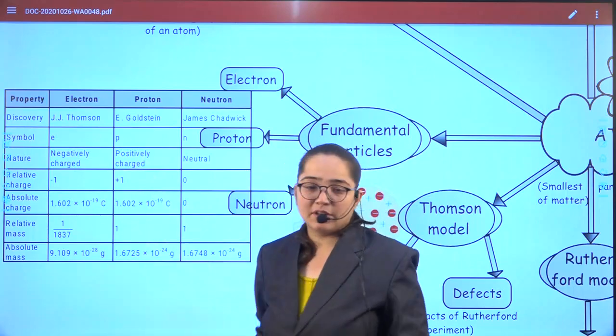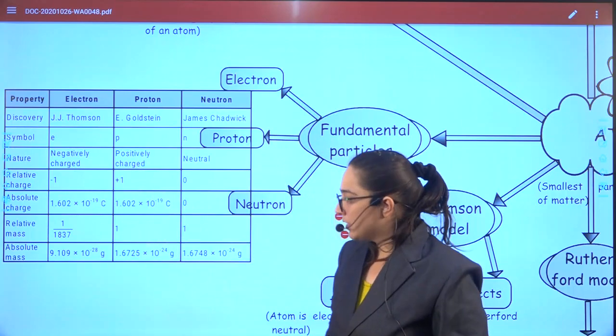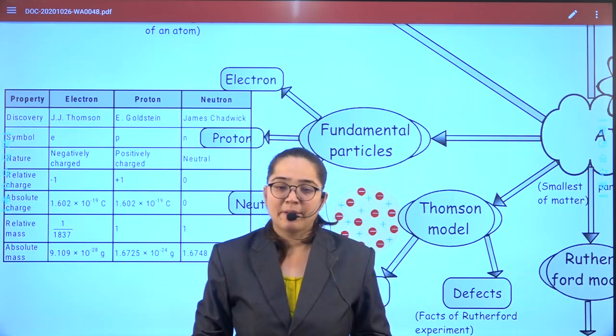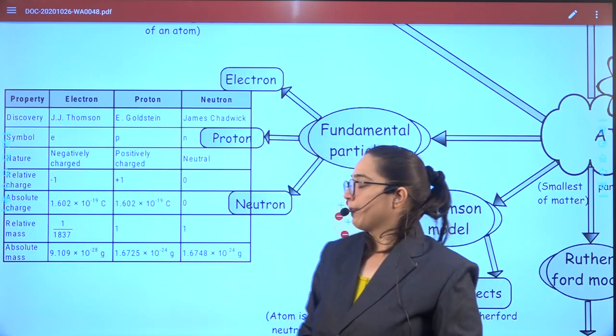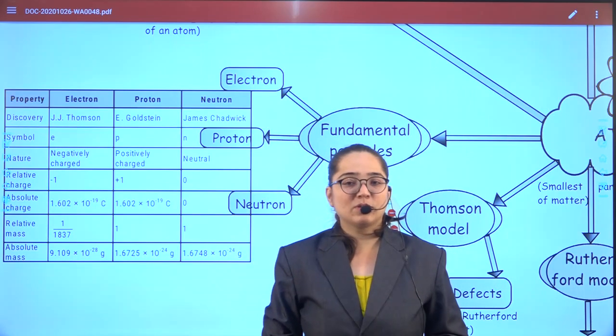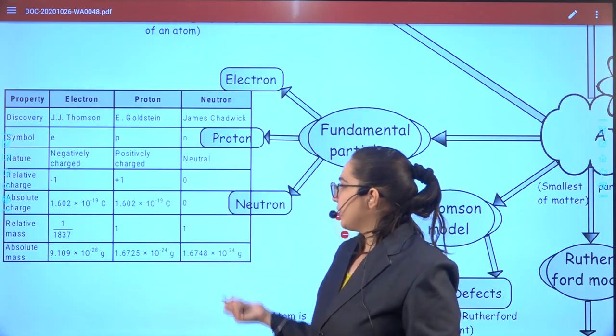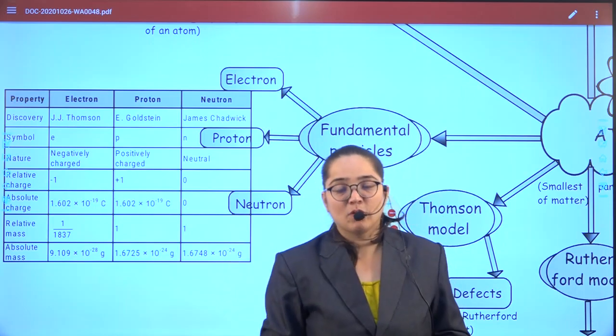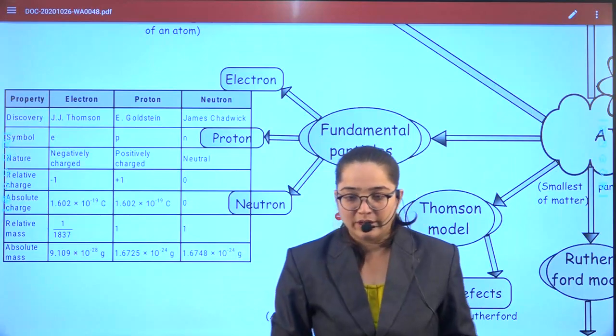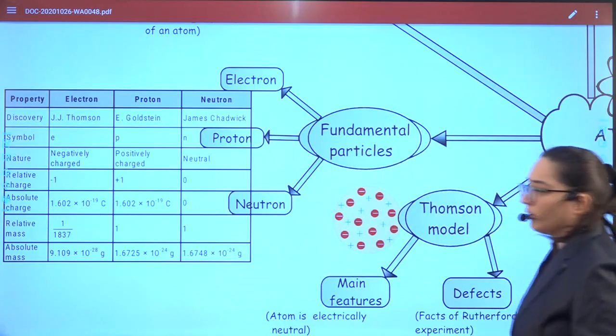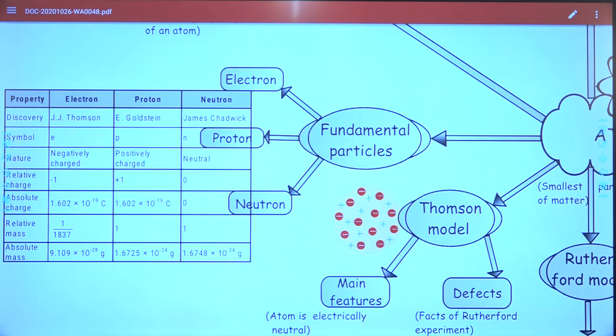The absolute mass of electron is 9.109 into 10 raised to -8 gram, while this proton it is 1.6725 into 10 raised to -24. If it's neutron, then it is 1.6748 into 10 raised to -24 gram. Please note down this content, then just take the screenshot, then we will move further.